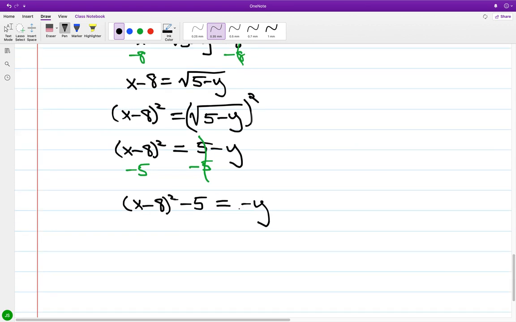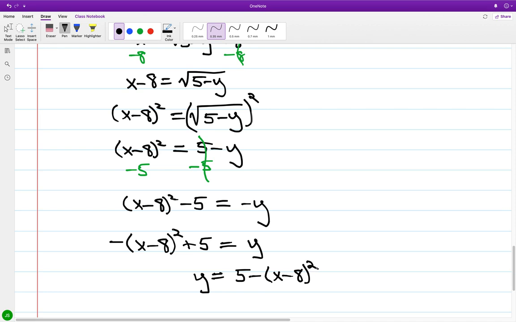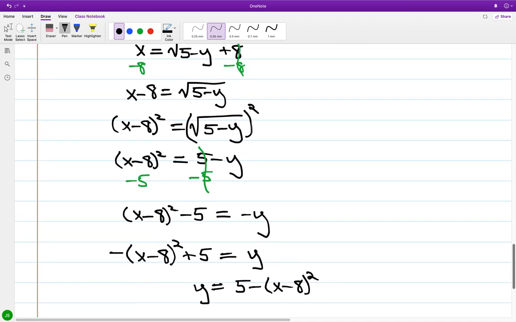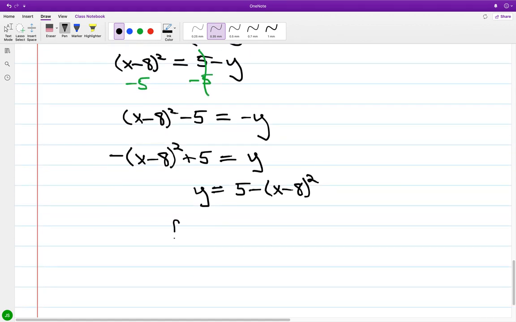And if I change the signs at both ends, whether it's through multiplying or dividing by -1, what is positive becomes negative and vice versa. And so it's going to follow that y is going to be equal to 5 minus the quantity of x minus 8 raised to the second, and this y is going to make reference to the inverse function. So the inverse function is equal to 5 minus the square of x minus 8.